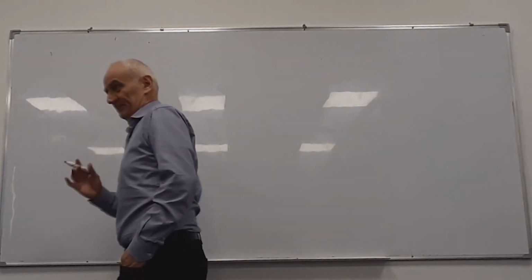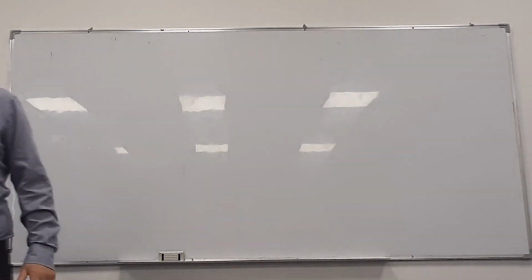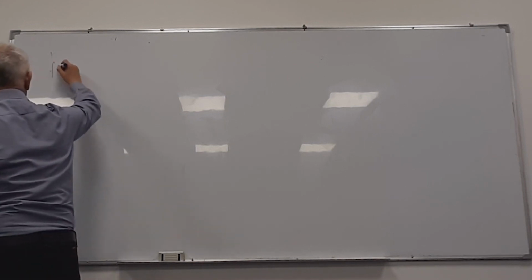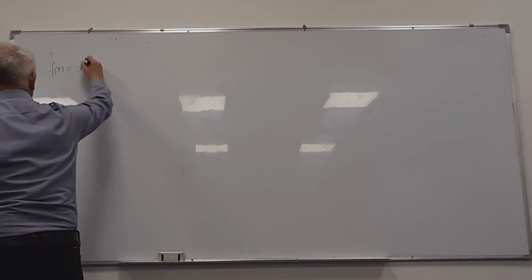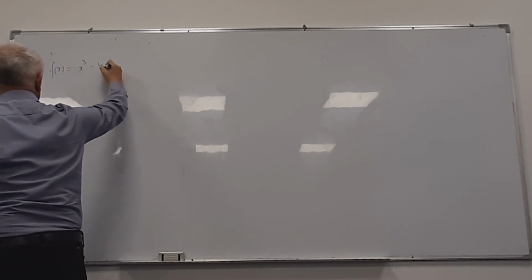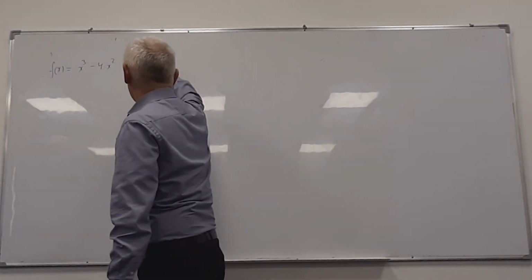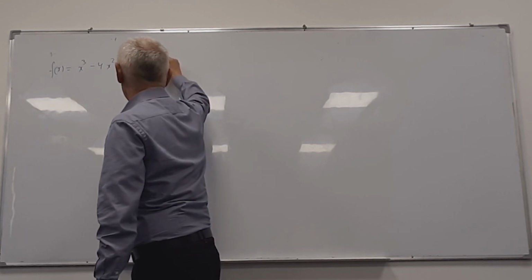So if a function is given on the closed interval, how do we find the absolute minimum or absolute maximum? For closed intervals, step one. For example, we have a function f(x) equals x cubed minus 4x squared, and it's given on the closed interval.